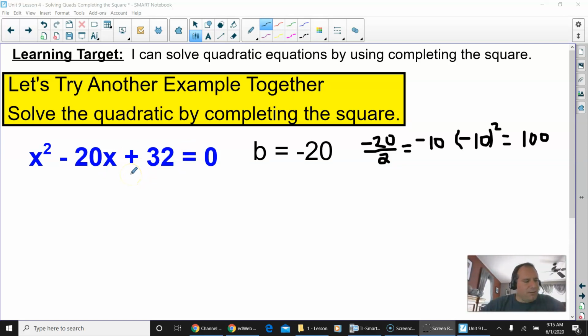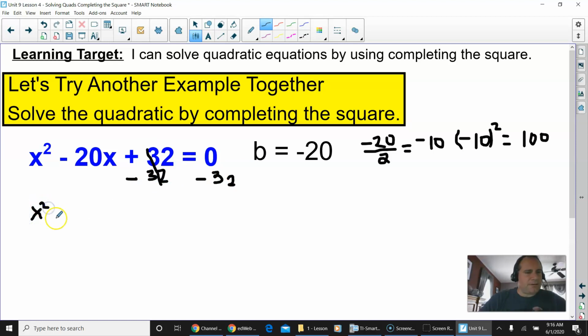But I'm looking at this right here, this plus 32. I don't want it on my left side, all right? So I want it on that right side. So I'm going to just go ahead and subtract that 32 from each side. Just remember, whenever you have that C on the left side when you're completing the square, go ahead and put it onto the right-hand side. So you have x squared minus 20x.